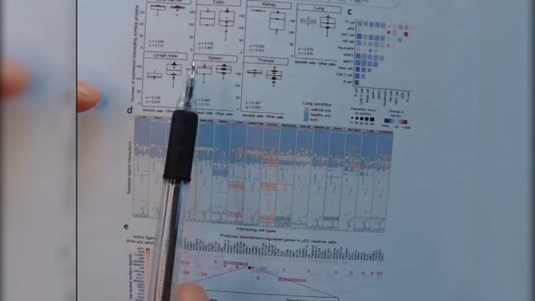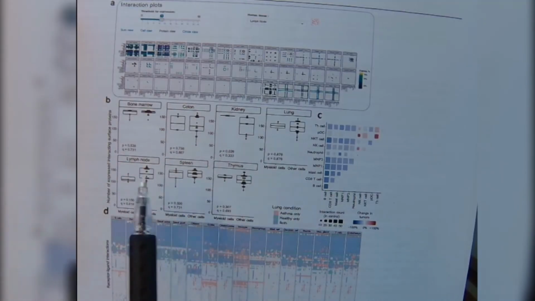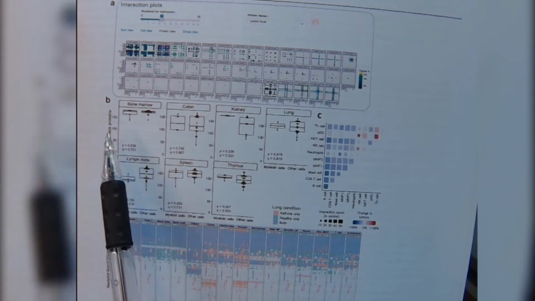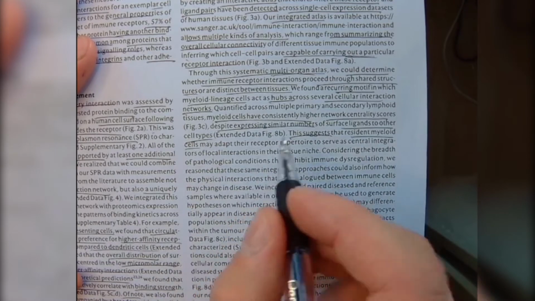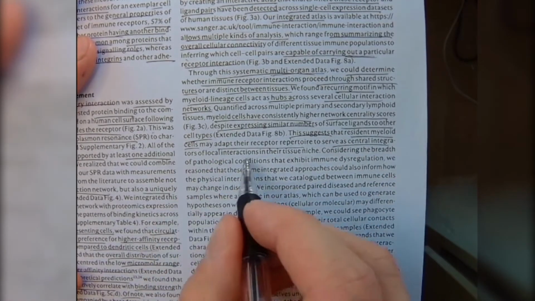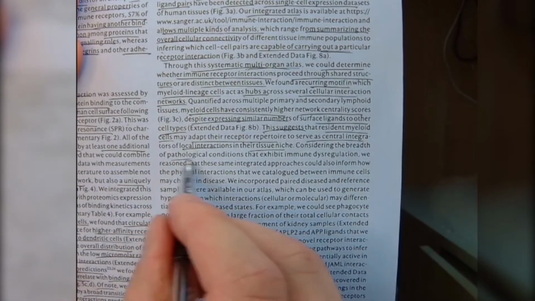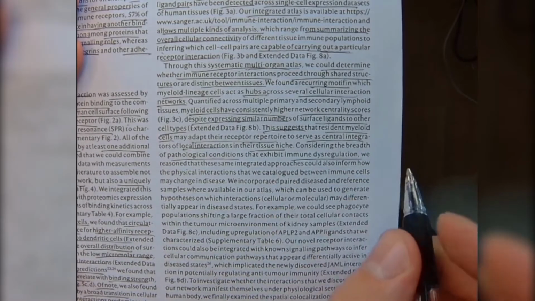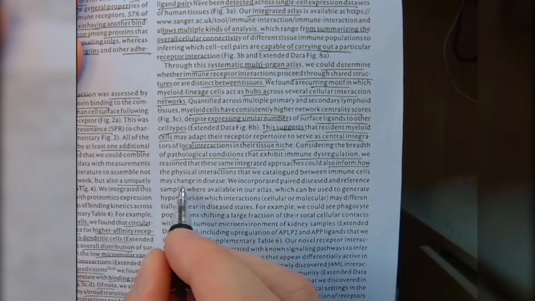And if we look at this extended figure B, the myeloid cells on the left, on average, seem to have a higher number of expressed interacting surface proteins. This suggests that resident myeloid cells may adapt their receptor repertoire to serve as central integrators of local interactions in their tissue niche. Considering the breadth of pathological conditions that exhibit immune dysregulation, we reason that these same integrated approaches could also inform how the physical interactions that we cataloged between immune cells may change in disease.